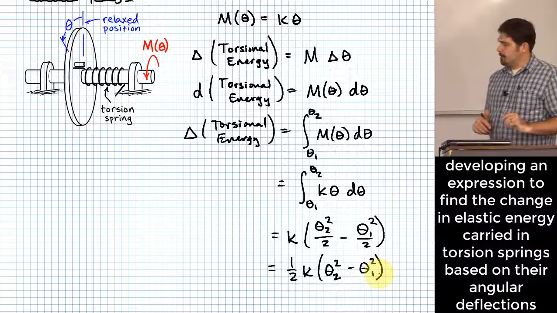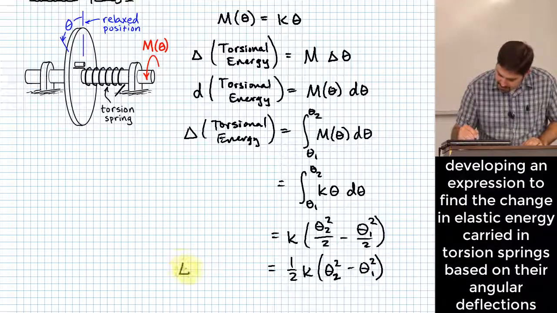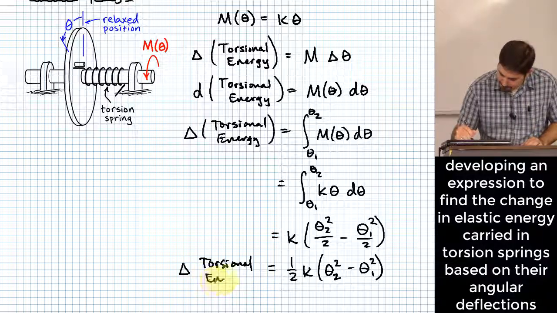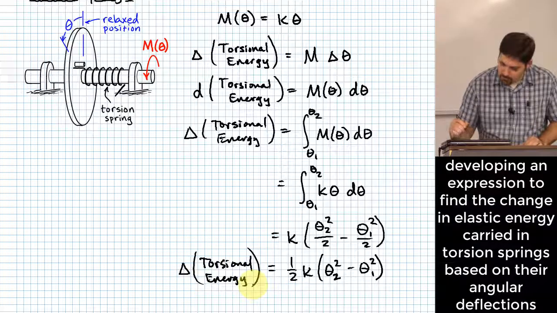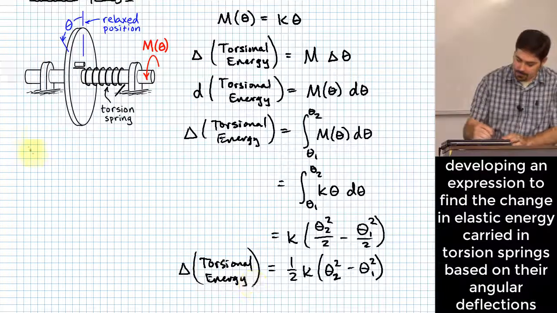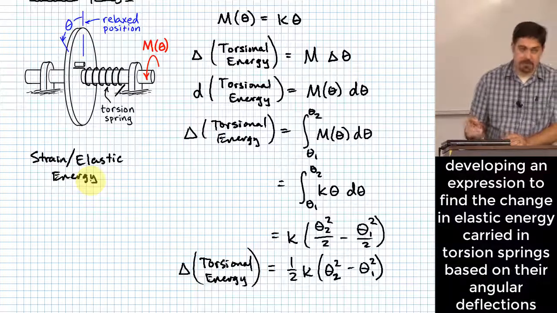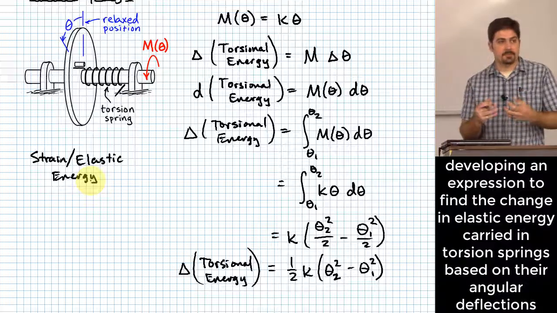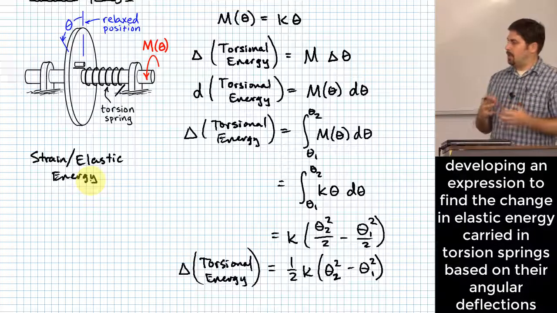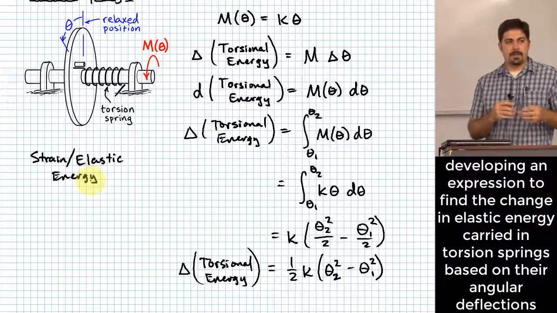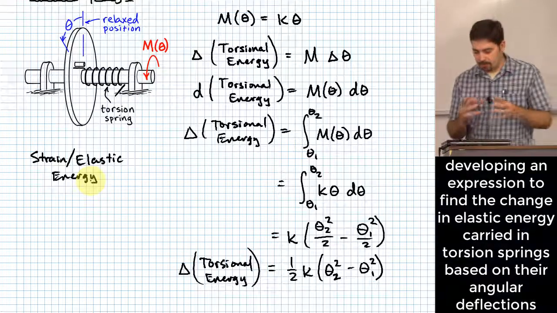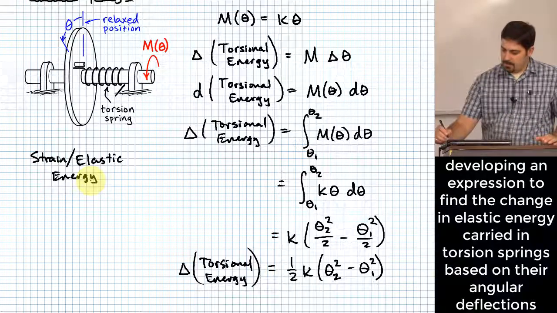All right, and again, I'll mention that this is for a change in torsional energy. Which, by the way, for all springs that we're talking about, the actual category that we're in is something like strain or elastic energy. That's the physical mechanism that's storing the energy, is the idea that you're stretching bonds, right? Inside the material, atomic bonds, or just the bonds between the different little particles that compose the material, are stretched. So that ends up being a way of storing energy.